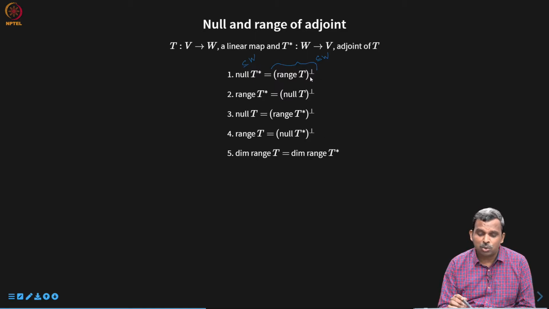In fact, once you see 1 is true, 1 and 3 are related. How do you get 3 from 1? Simply put T equals T star. If you put T equals T star in 1, you will get 3. So 3 is not a new result. 3 is simply a corollary to 1.